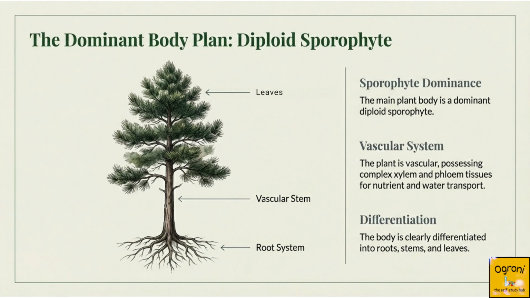Body structure. The main plant body is a dominant diploid vascular sporophyte. Since they are vascular, they have xylem and phloem tissue for water and nutrient transport. The plant body is divided into root, stem, and leaves.